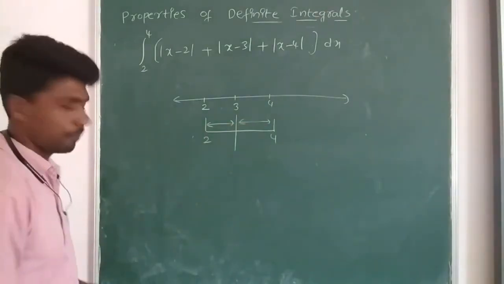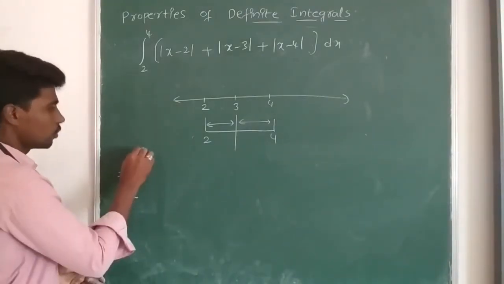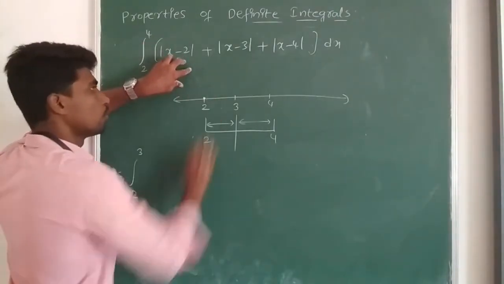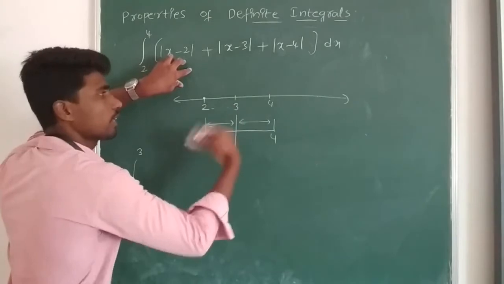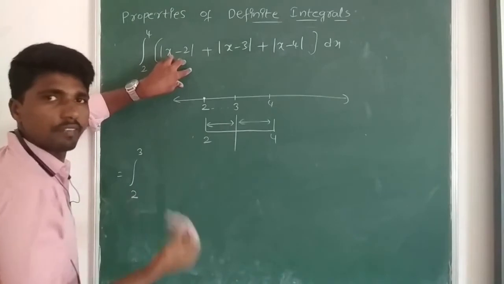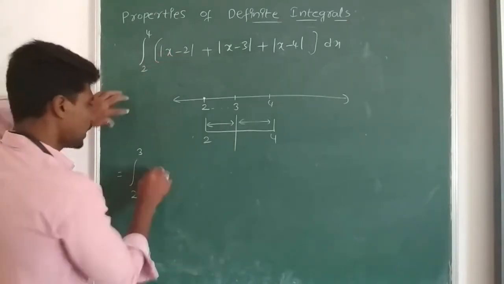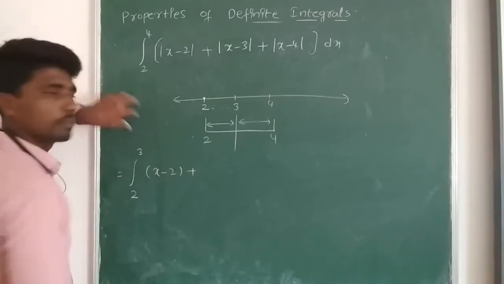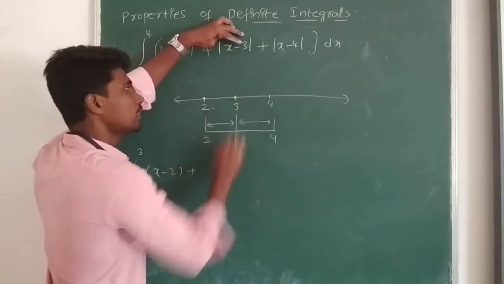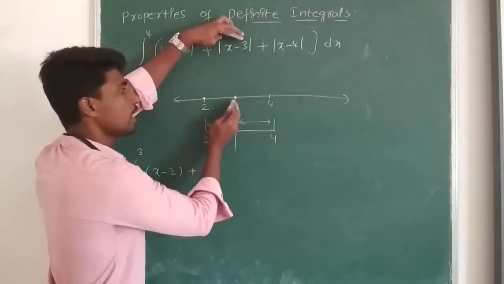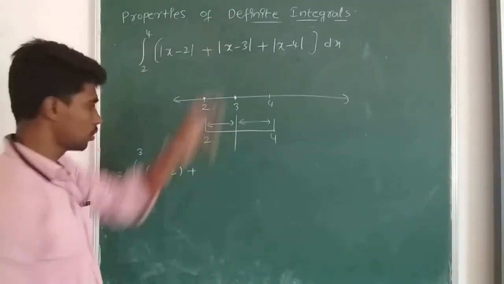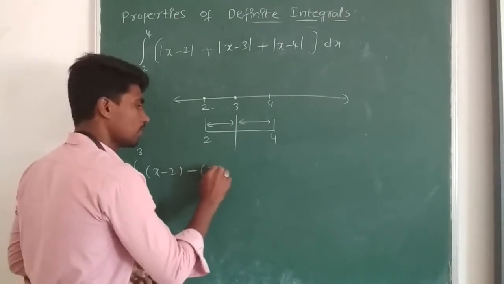So I check that. Integral 2 to 3. First function: its critical value is 2. The region 2 to 3 lies on the right side of its turning point. If it is on the right side of the turning point, we get positive, so we get x minus 2 plus. Next, the second function, x minus 3. Its critical point is 3, but 2 to 3 lies on the left side of 3. If it is on the left side of 3, I should take the function as negative. So it becomes minus of x minus 3.